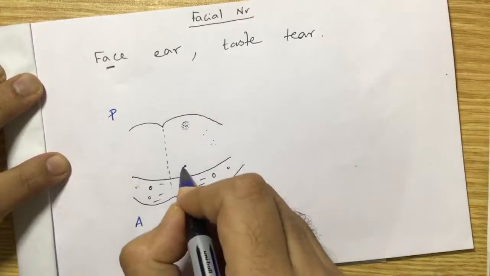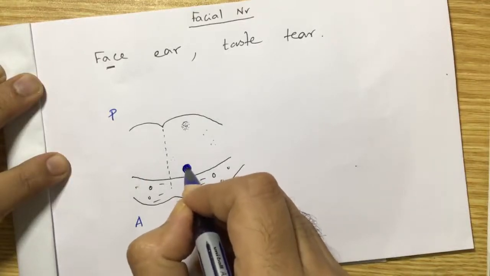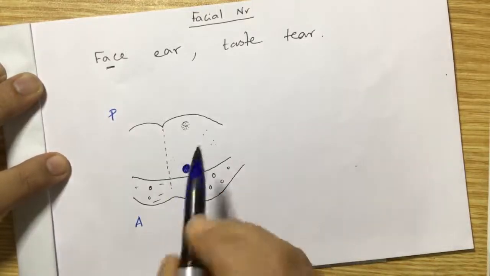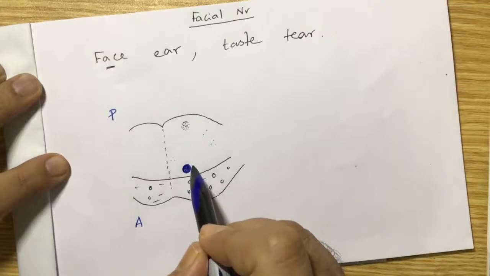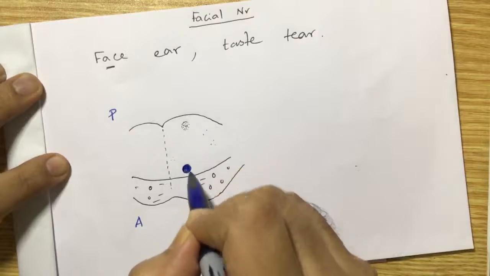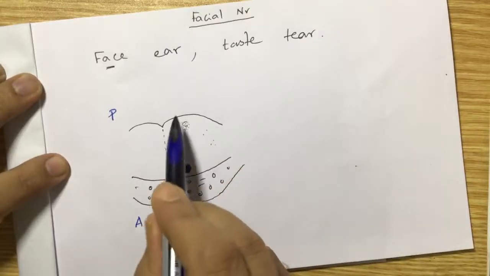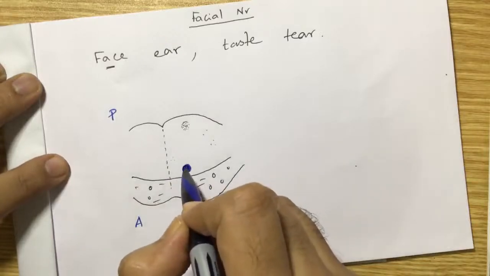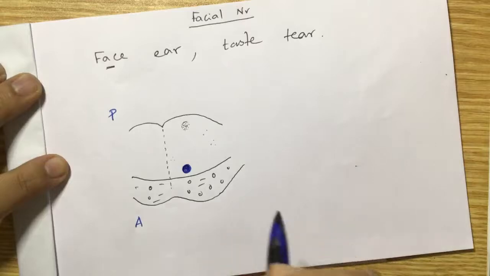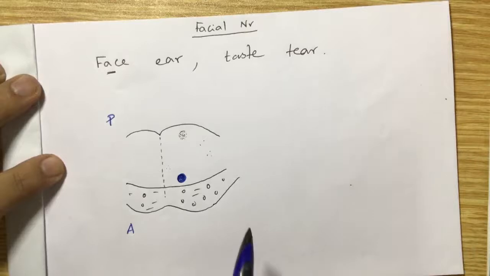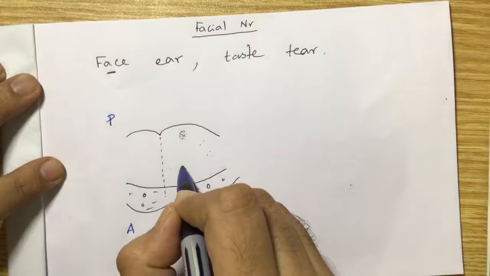Now, here lies the motor nuclei of the facial nerve. And here, in that nuclei, lies the cell body of that fiber. And the neurons are going to supply all the structures which are derived from the second branchial arch. Now this fiber, it goes like this.